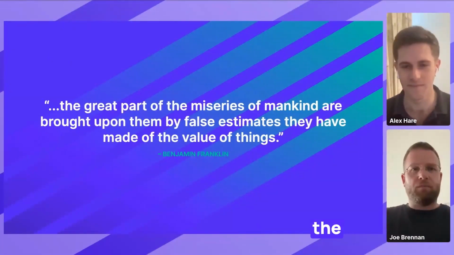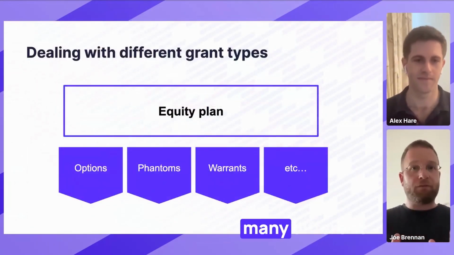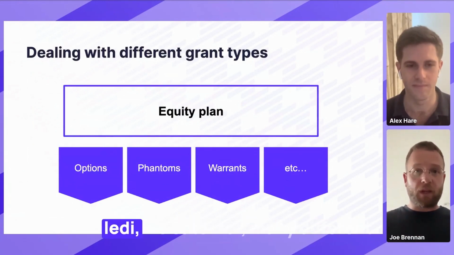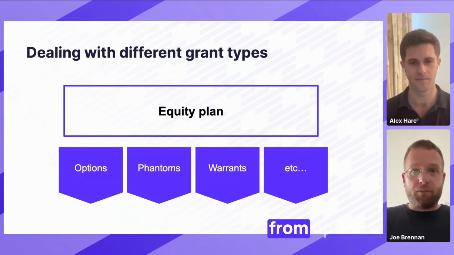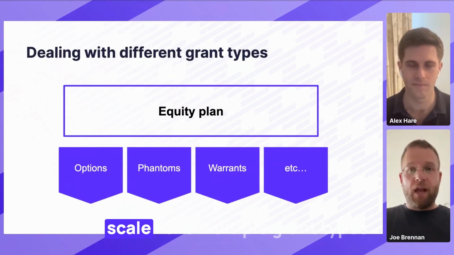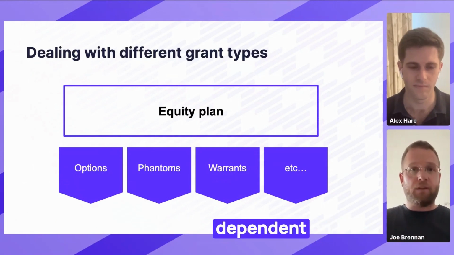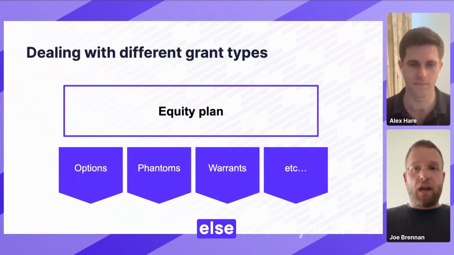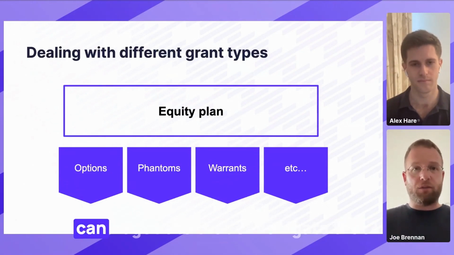Yeah, so let's talk about the different kinds of grant types as well, because there are many different grant types when it comes to equity and share options that companies have available to them. At Ledgy, we cater for many different grant types adapted to many different markets and countries, from options to phantoms to warrants and so on. And many companies, particularly those operating at scale, have multiple grant types in operation simultaneously. That might be dependent on geography. It might be dependent on something like you've reached the limit of your EMI scheme if you're in the UK and you need to search for something else. So can you talk a little bit about what changes when the grant type changes and how companies can navigate that?